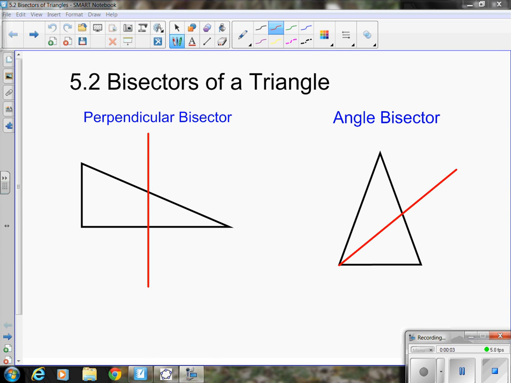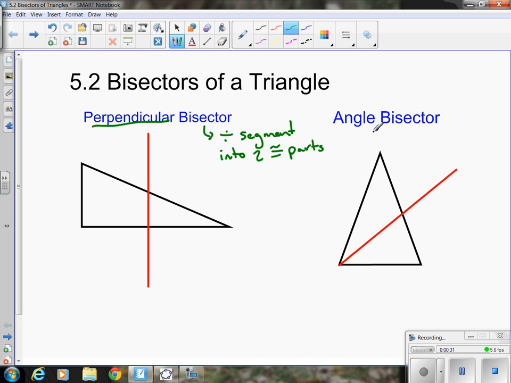5.2 Bisectors of a triangle. There are two different types of bisectors that we're going to be talking about. The first is a perpendicular bisector. Remember, a bisector means you divide a segment, in this case, into two congruent parts.